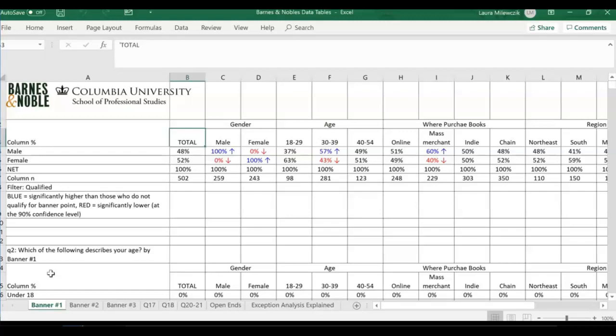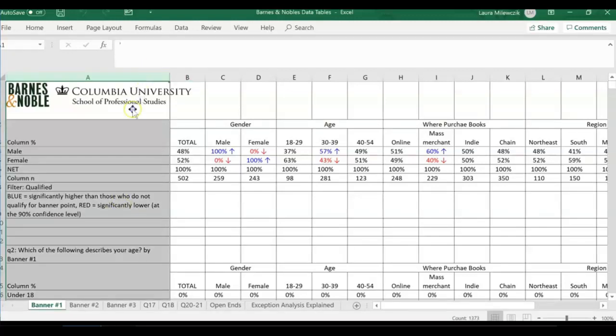So what you see up on your screen right now is a set of data tabulations for a survey that we fielded for Columbia. This study was for Barnes & Noble. This is the way our tables typically look. They're typically run in Excel. And there's a few key concepts I want to discuss with you so that when you start reviewing your data tabs, you're that much more familiar with them.